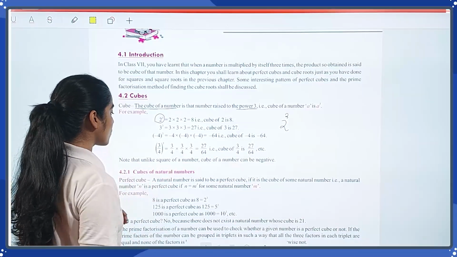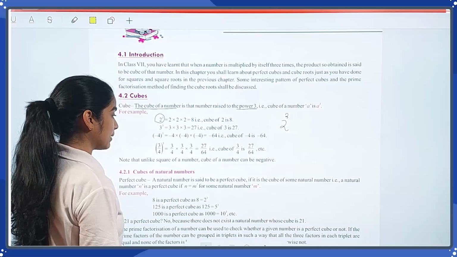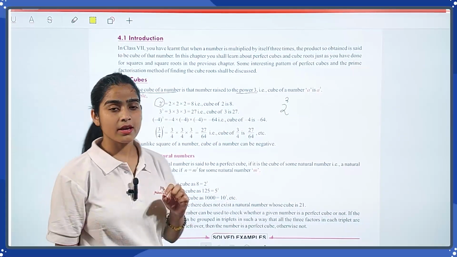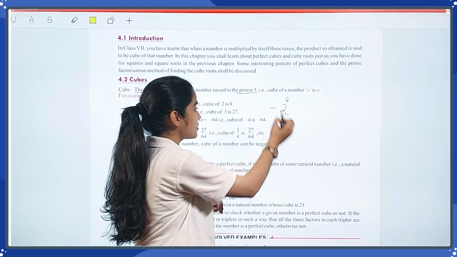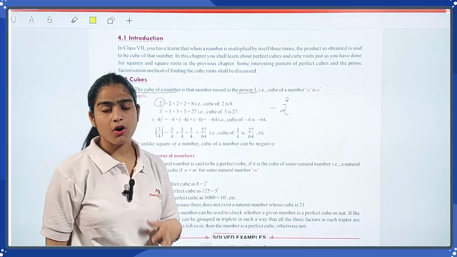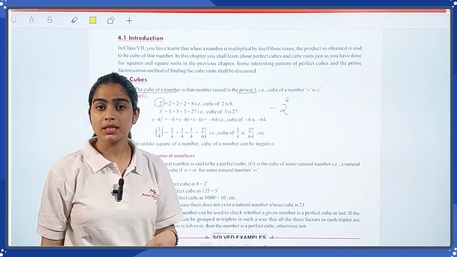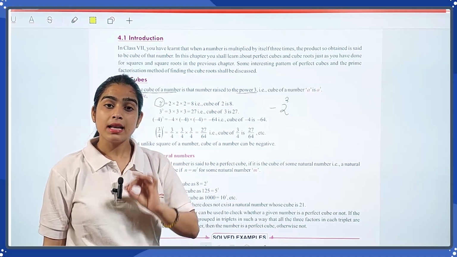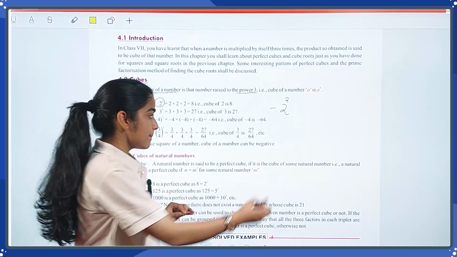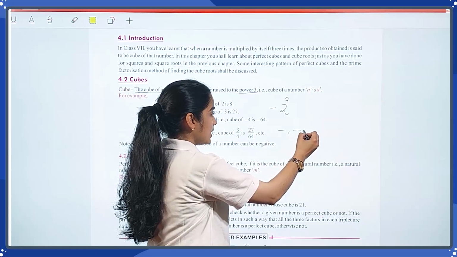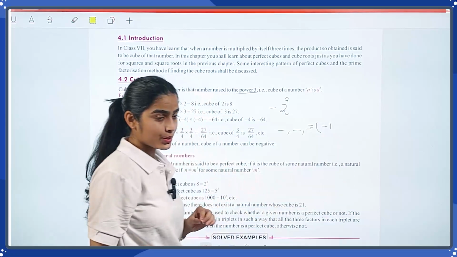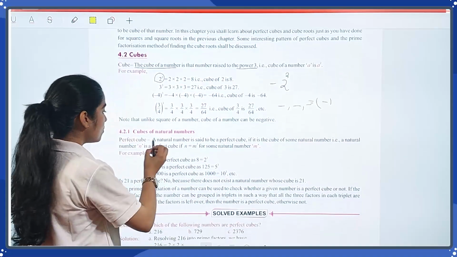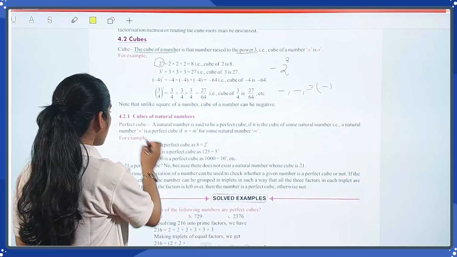Note that unlike the square of a number, the cube of a number can be negative. It means that if we have a negative number, for example minus 2 raised to the power 3, or minus 2 cube, the answer will be negative only, because minus times minus times minus is equal to minus only.